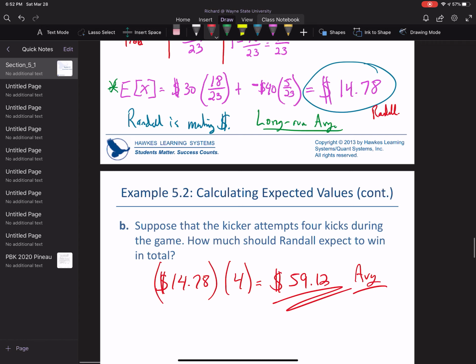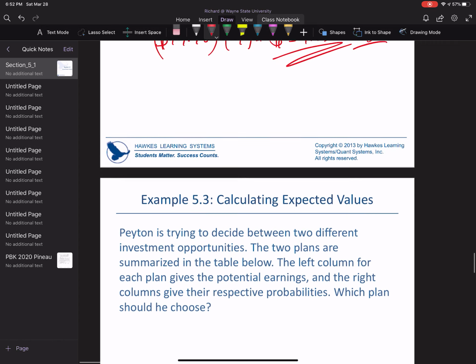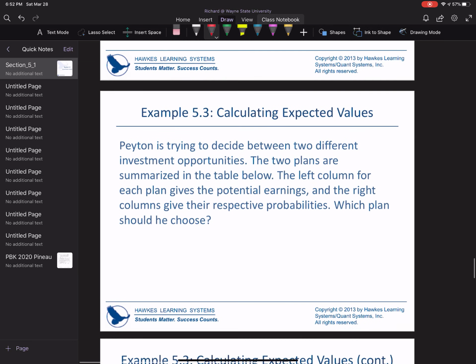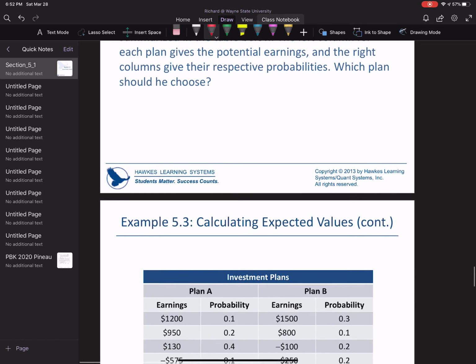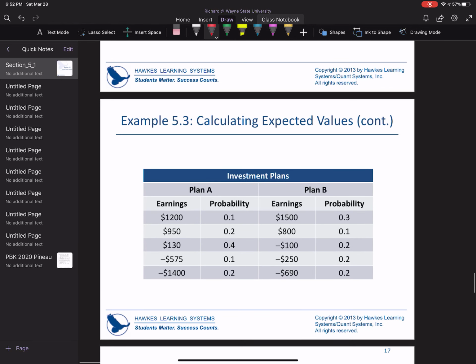One more to go, and it's Peyton, who's trying to decide between 2 different investment opportunities. And so we've got 2 plans here. So let me just scroll down here. Which plan should he choose? So you've got plan A and you've got plan B. It's not obvious from what we have written here, and so what you have to do is compute the expected values for each of the plans.